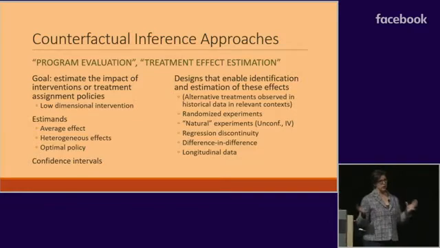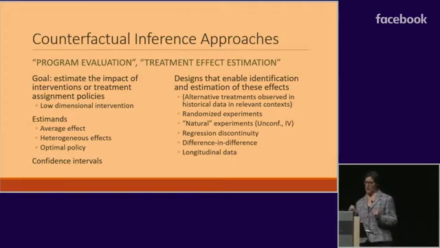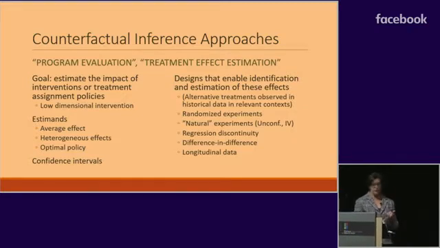And this literature generally focuses on low-dimensional interventions. There's extensions to more complex cases, but 95% of the literature is about a binary treatment. So a drug or raising the minimum wage, but one change in the minimum wage. The estimands, the things that people are interested in learning, are what was the average effect? Just did this thing work?